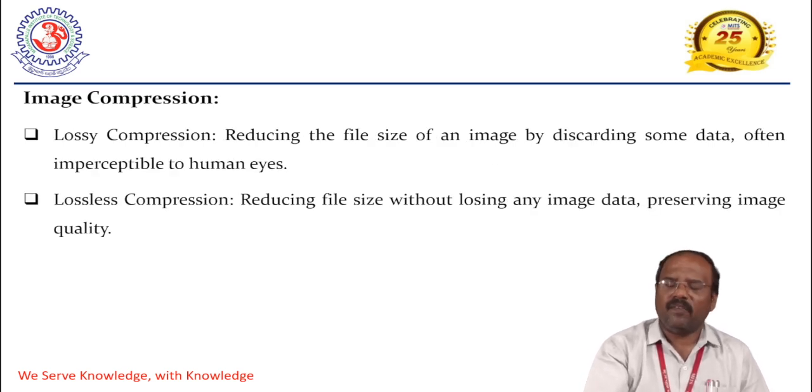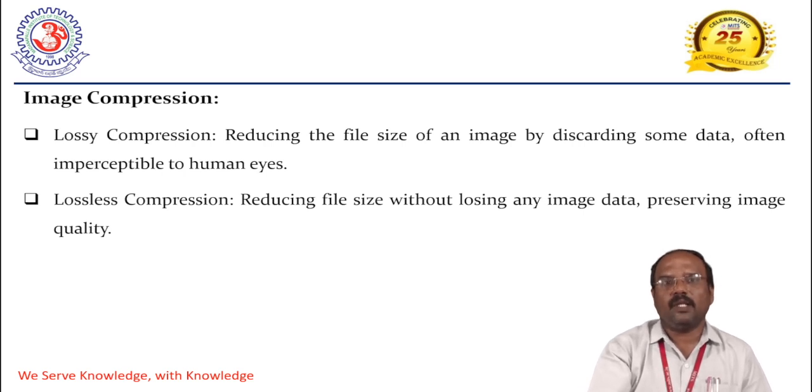Here we have two types of process. One is lossy, another is lossless compression. In lossy compression, we reduce the file size of an image by discarding some data, and after that we can interpret it for the human eye also. That comes under lossy compression. Second, we move to lossless compression. It denotes reducing the file size without losing any image data.